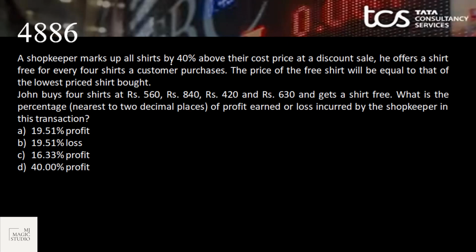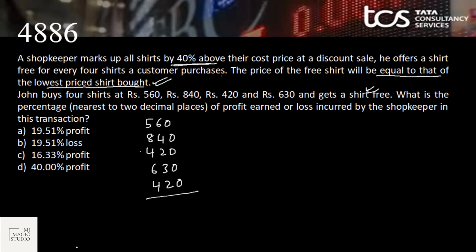A shopkeeper marks up all shirts by 40% above their cost price. At a discount sale, he offers a shirt free for every 4 shirts a customer purchases. If a customer purchases 4 shirts, he will give 1 shirt free. The price of the free shirt will be equal to that of the lowest price shirt. John buys 4 shirts of 560, 840, 420 and 630 and gets a free shirt. Now free shirt price is equal to that of the lowest price shirt. That means he will get one more shirt whose selling price is 420.